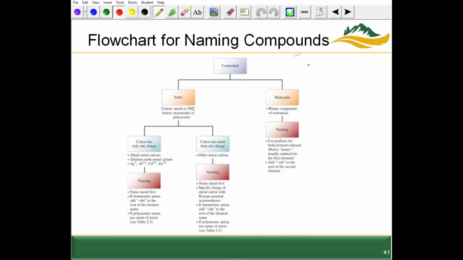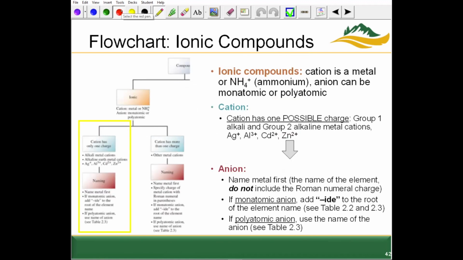So this flowchart is included for you in your chapter 2 slides. We're going to go through this flowchart now. So let's talk through this left-hand side first. We know ionic compounds are going to be composed of a cation that's a metal, or that polyatomic cation that's ammonium. Then the anion will be either a monatomic or polyatomic anion, so negatively charged.